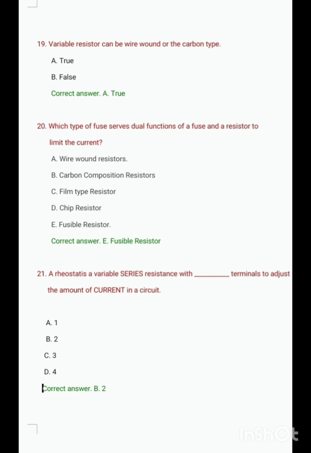20. Which type of resistor serves dual functions of a fuse and a resistor to limit the current? A. Wire wound resistors. B. Carbon composition resistors. C. Film type resistor. D. Chip resistor. E. Fusible resistor. Correct answer: E. Fusible resistor.